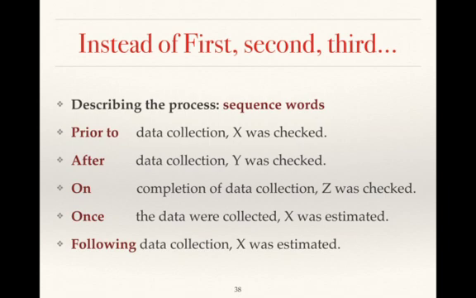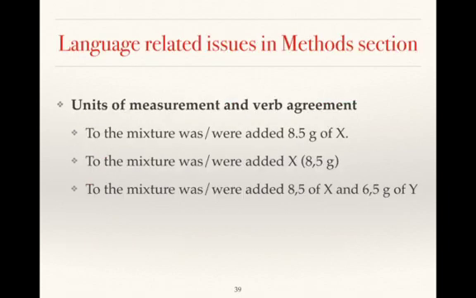When you describe processes, you can use sequence words like these. So you can use words on the left-hand side in red, like "prior to data collection, X was checked," or "after data collection, this was done." "On completion of data collection, this was checked." "Once the data were collected, this was checked or estimated." "Following data collection, X was checked or estimated." So you can see there are other options here instead of just saying first, second, third, and so on. Let's have a look at another issue.